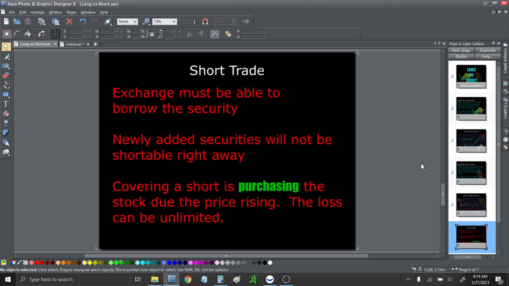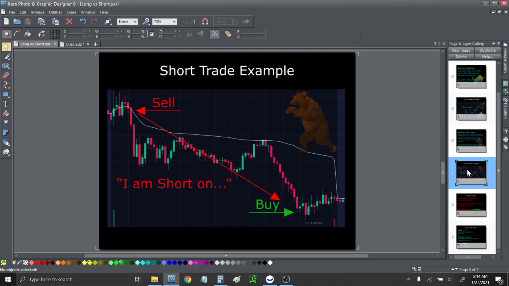And the other thing you want to take a look at is that when you go short, you have the ability to lose unlimited amounts of money. Like in this example, if the trade decides to go against the trader, going up instead of going down, a stock can go up as high as it wants to, depending upon the momentum and rally behind it. And that would be a loss.